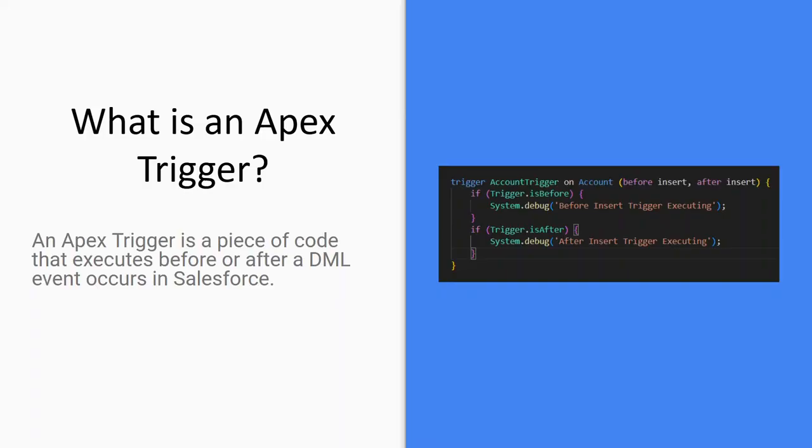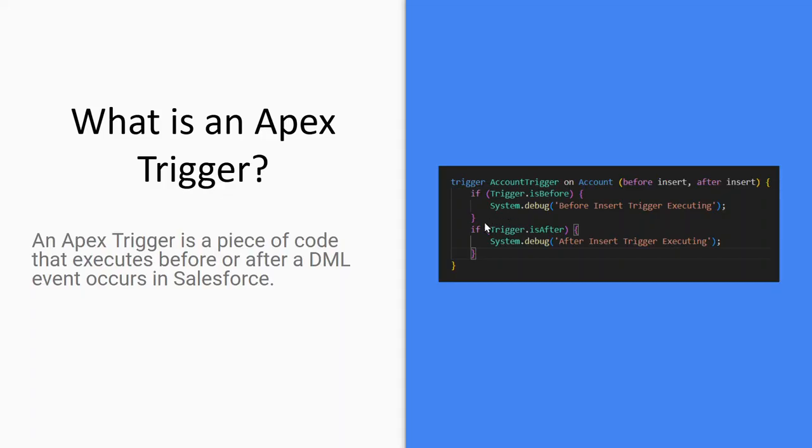So suppose you are inserting an account record, and you want to perform some validations or update some field before the record gets inserted in the org. Then that part can be covered in the is before trigger context. So you can add the validation here, or you can show the user that this field is not correct, or you can show any error message, or you can update all the fields based on your criteria.